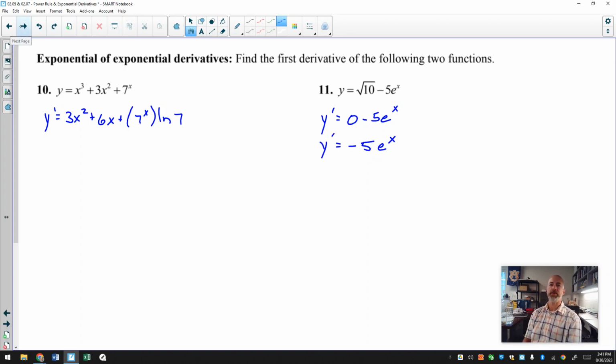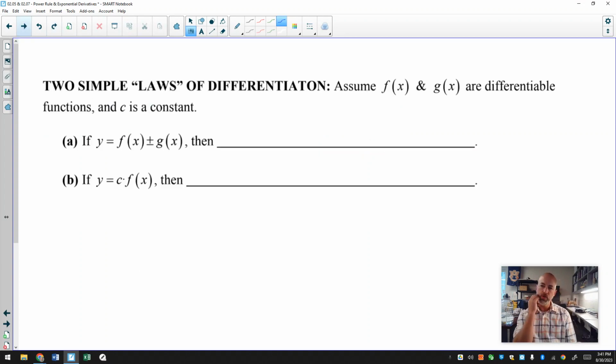And then really quick, the last thing I want to talk about are two simple laws of differentiation. We'll assume that f and g both have derivatives. C is some number. And if you are adding two functions, f and g, or if you are subtracting them and you need to find the derivative, then you just find the derivative separately. We do the derivative of your first function, f, and then we will either add or subtract the derivative of your second function, g. And we have been doing that over and over again so far in this video.